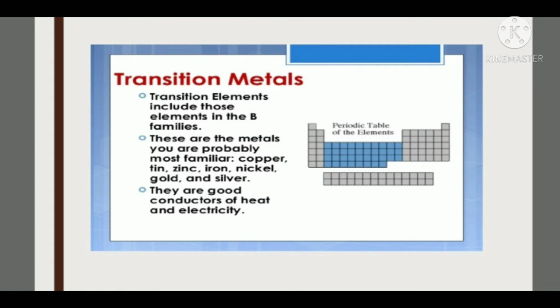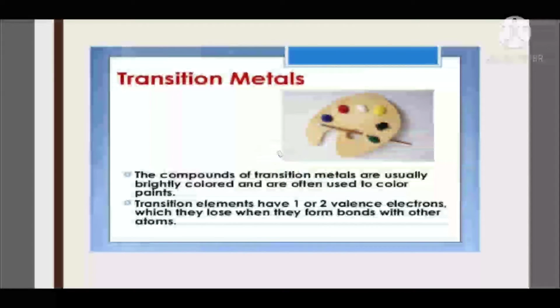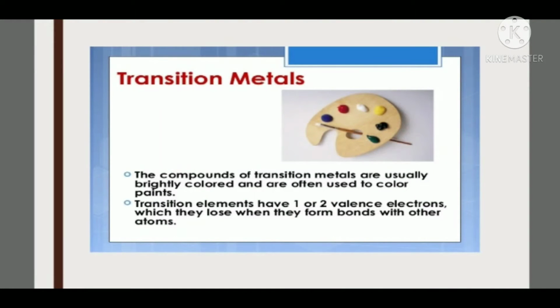Transition elements include those elements in the B families. These are the metals you are probably most familiar with: copper, tin, zinc, iron, nickel, gold, and silver. They are good conductors of heat and electricity. The compounds of transition metals are usually brightly colored and are often used to color paints. Transition elements have 1 or 2 valence electrons, which they lose when they form bonds with other atoms.